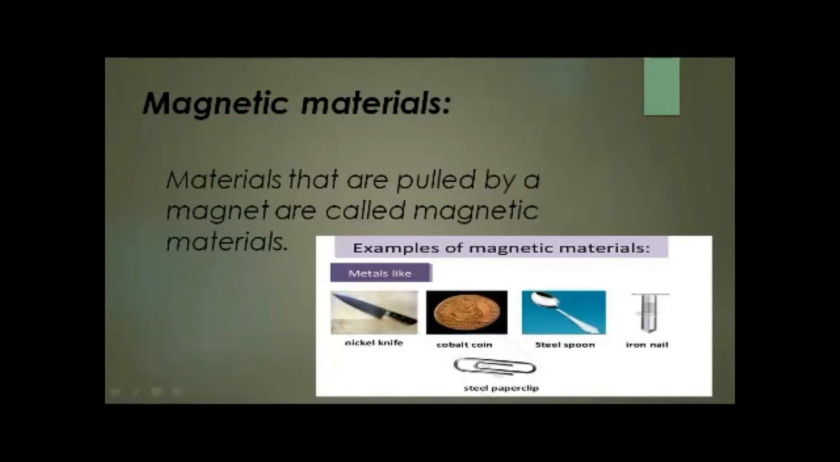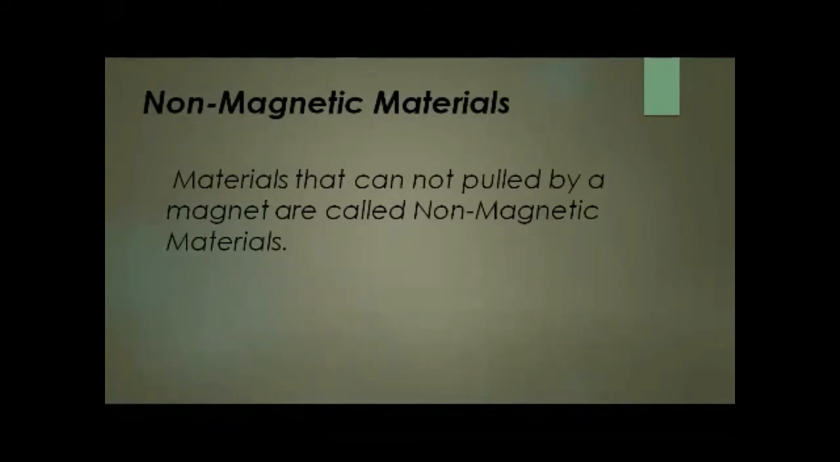Magnetic materials. Materials have two types. Some materials are magnetic and some materials are non-magnetic. So which materials are non-magnetic? Those that cannot be pulled by a magnet. Here is the definition: materials that cannot be pulled by a magnet are called non-magnetic materials. A material that is not made from certain metals like iron, cobalt, or nickel cannot be attracted by a magnet.